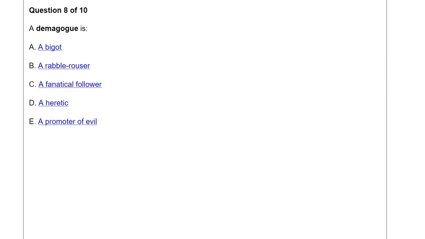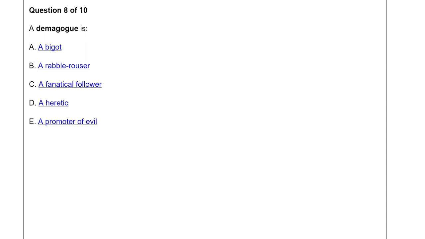a rabble rouser. Actually, it's quite hard. A demagogue is someone who's ideological and believes in things firmly. So fanatical, yes, but a follower? It's more like a leader. Demagogue. A bigot, a rabble rouser. I think out of these, I would probably say a rabble rouser, but I'm not actually sure. Not the last two, I don't think. Promoter of evil, that's too harsh. And I like fanatical, but a follower?